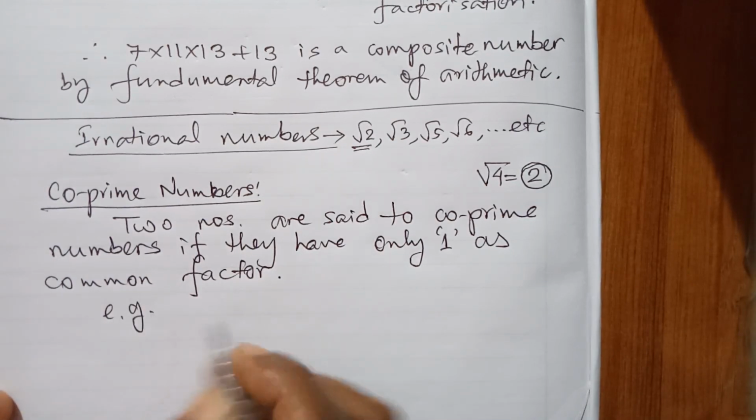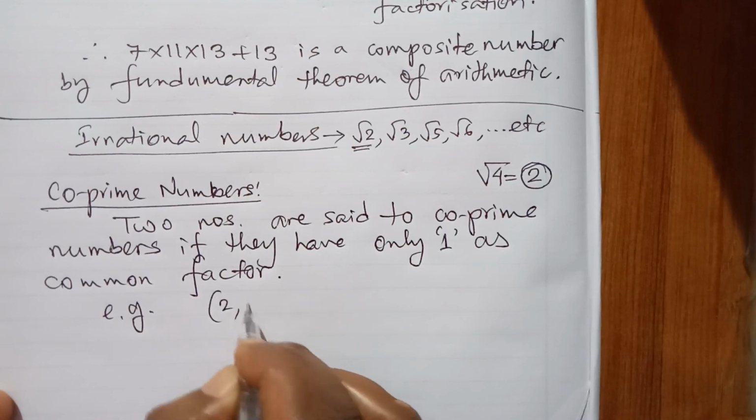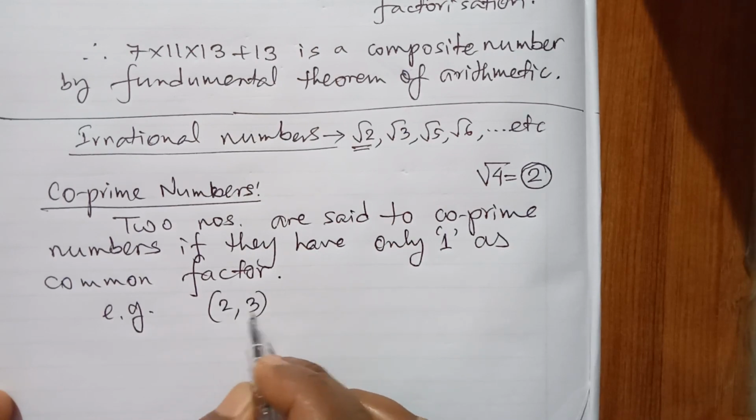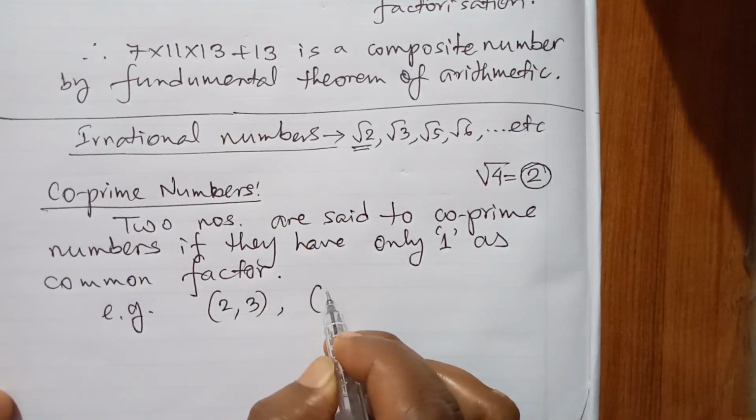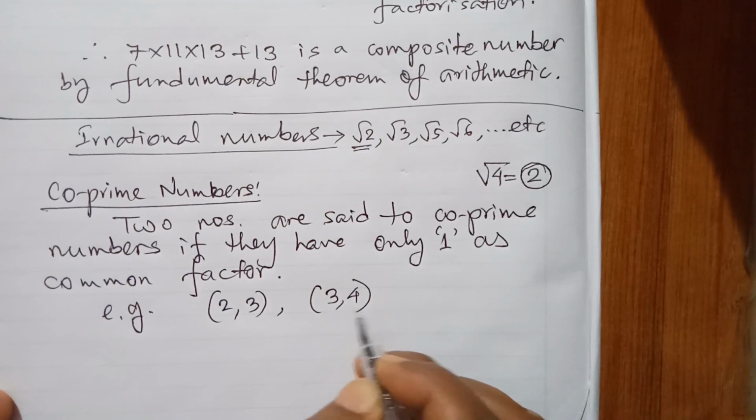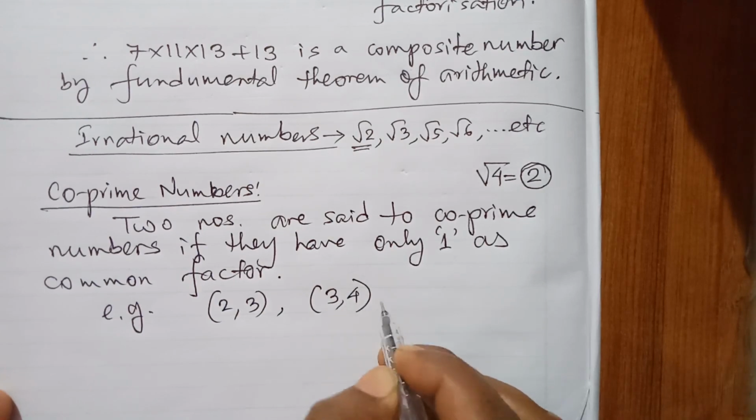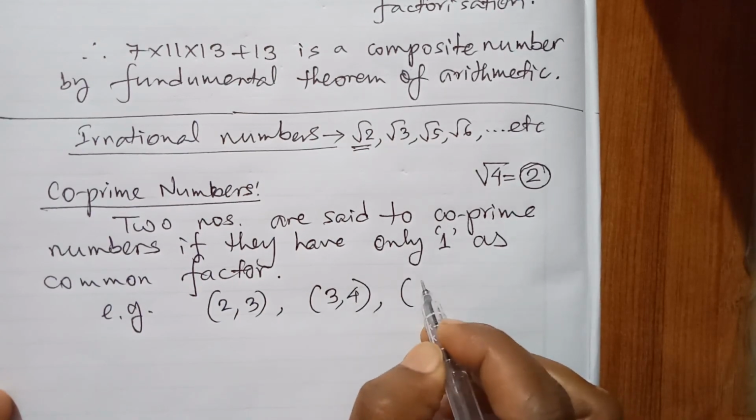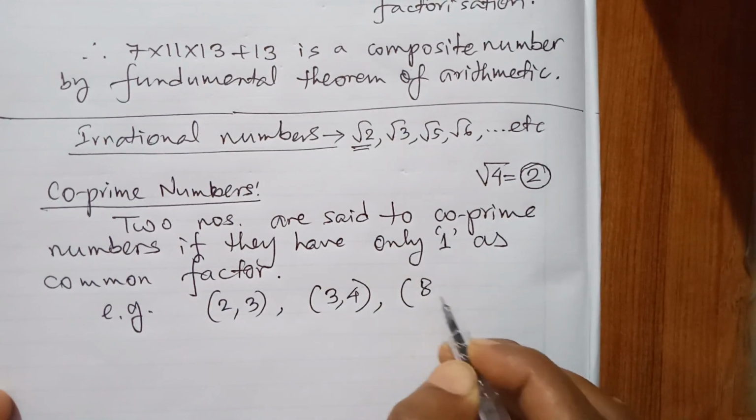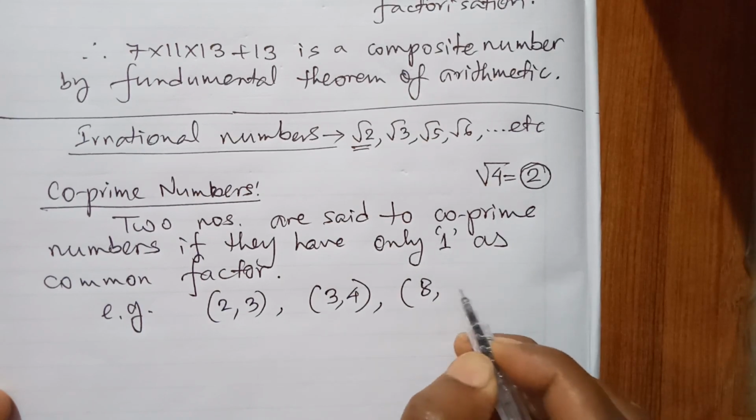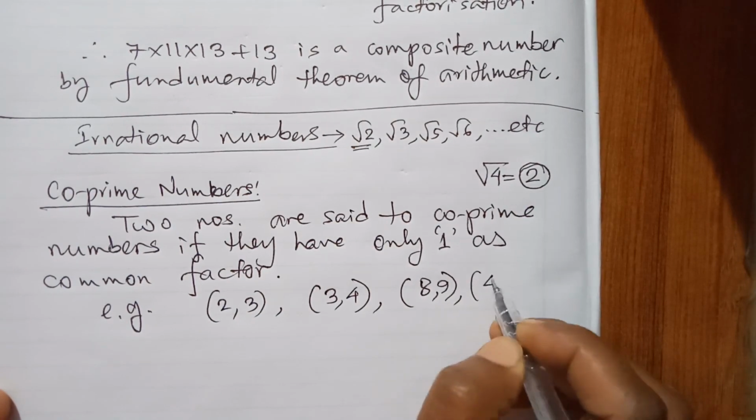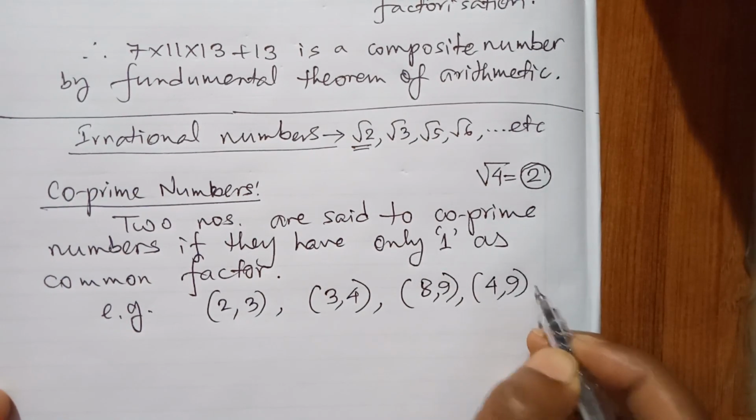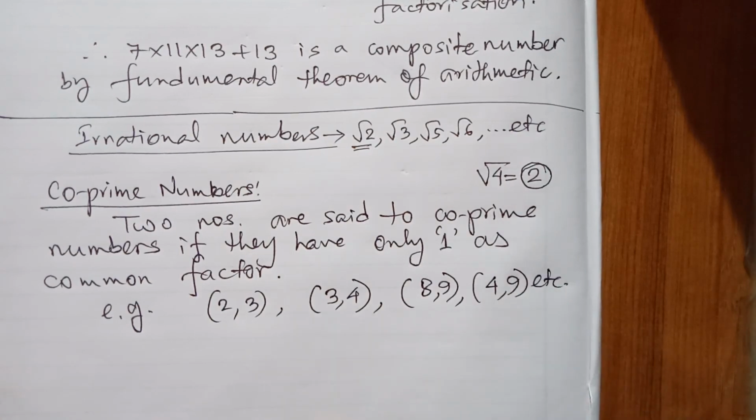So for example, pair of numbers 2 and 3, these two are co-prime numbers. Then 3, 4 co-prime numbers because they have only one as common factor. Then your 8 and 9 co-prime numbers. Then 4, 9 co-prime numbers, etc.